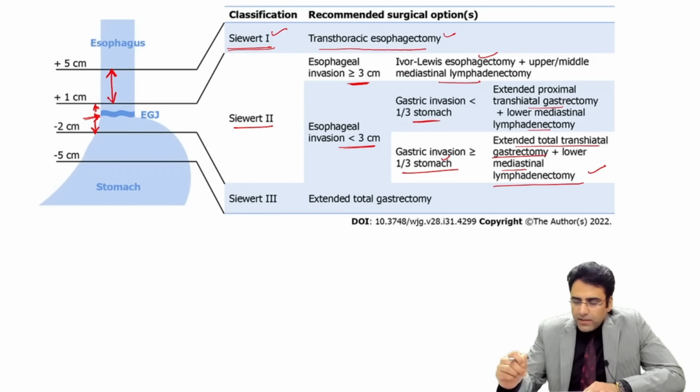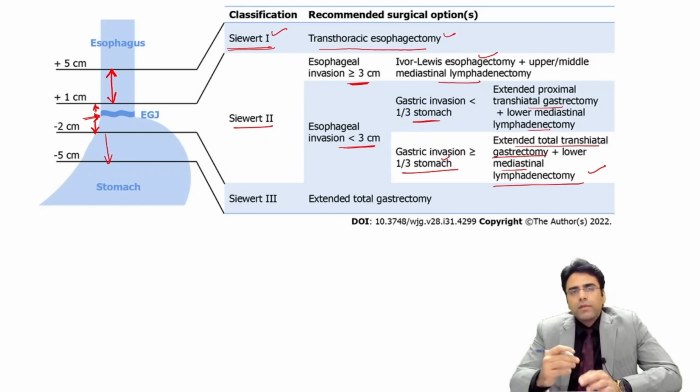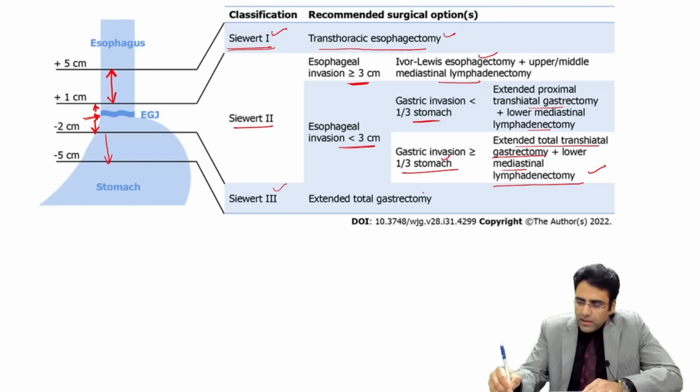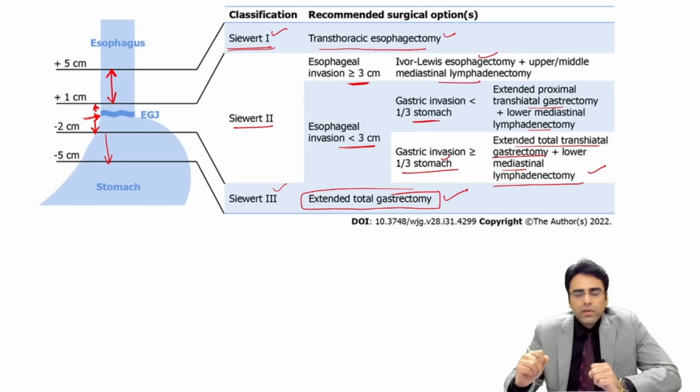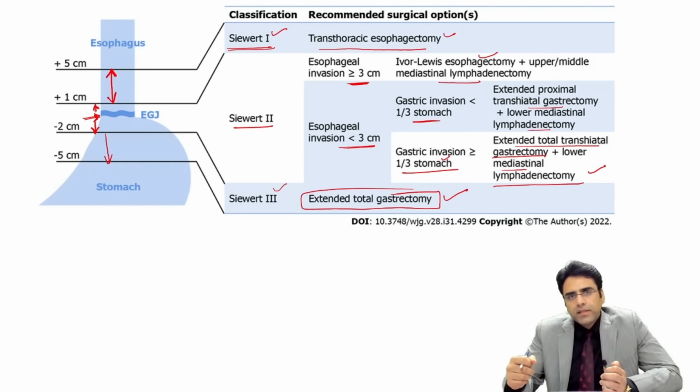Clear? After that, in Sievert type 3, what is there? This tumor is beyond 2 centimeters into the stomach, up to 5 centimeters of the distal stomach from the gastroesophageal junction, so we have type 3. In this, the treatment option is none other than extended total gastrectomy. So we have to go for total gastrectomy. In this, you don't need to go into the treatment details. What has been asked earlier in the exam and what is repeatedly asked in the exam is just the classification, the Sievert classification. So you should try to know the Sievert classification. So type 1 is what? 1 centimeter above up to 5 centimeters of esophagus.